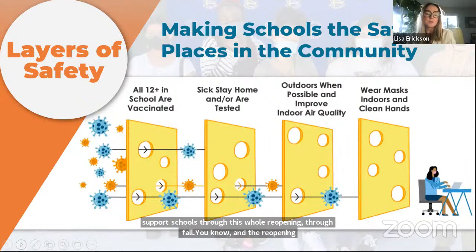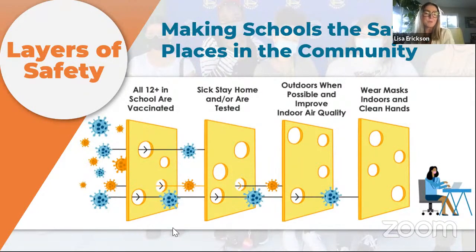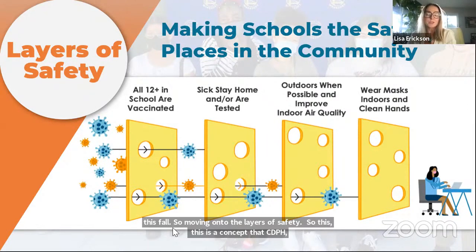So moving on to the layers of safety. This is a concept that CDPH, the California Department of Public Health, talks about a lot, and they call it the Swiss cheese approach, which basically means that there are all these different layers that schools are working through and using as safety measures.